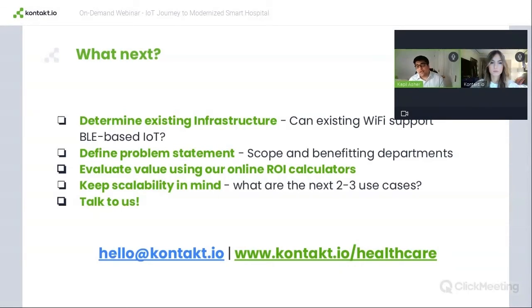And keep scalability in mind. It's easy to get very narrowly focused on the problem at hand, but think about the next 2 to 3 use cases that you would want to drive using this system, and talk to us. You may be closer to implementing RTLS than you know it. We'll ask you a few questions, especially if you have the right kind of Wi-Fi support. Then you may be closer to achieving RTLS deployment than you know, right? It'll be very quick, with very little heavy lifting from your end.